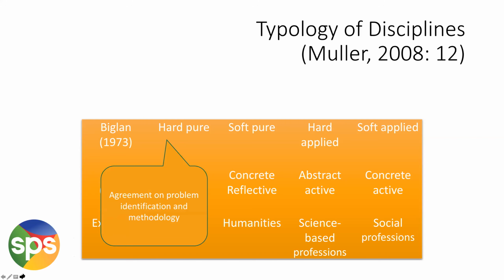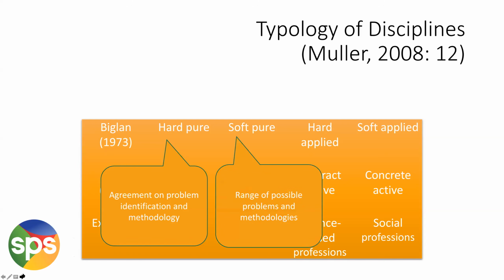Higher degrees committees, for example, will be able to look at a proposal and immediately identify whether the problem the student says they want to research does indeed fit within the discipline. And they will probably more or less agree on the steps that the student should follow in order to undertake that research. Soft fields, on the other hand, have many different problems, and they don't have clear boundaries around what counts as a problem in the field. And the same is true of the methodologies they use.